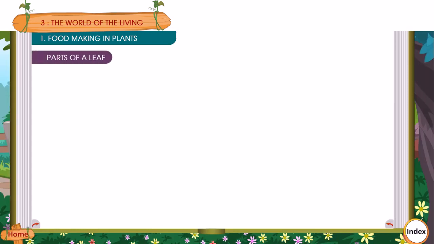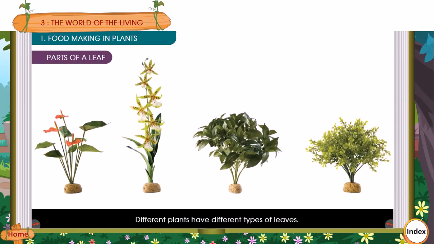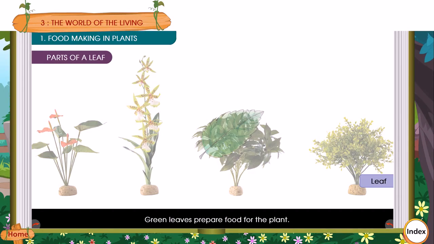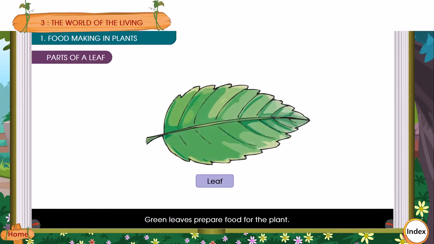Parts of a leaf. Different plants have different types of leaves. Green leaves prepare food for the plant. Take a leaf and observe it carefully. Leaf blade is the flat part of the leaf. Some leaves have a broad leaf blade while others have a narrow one.